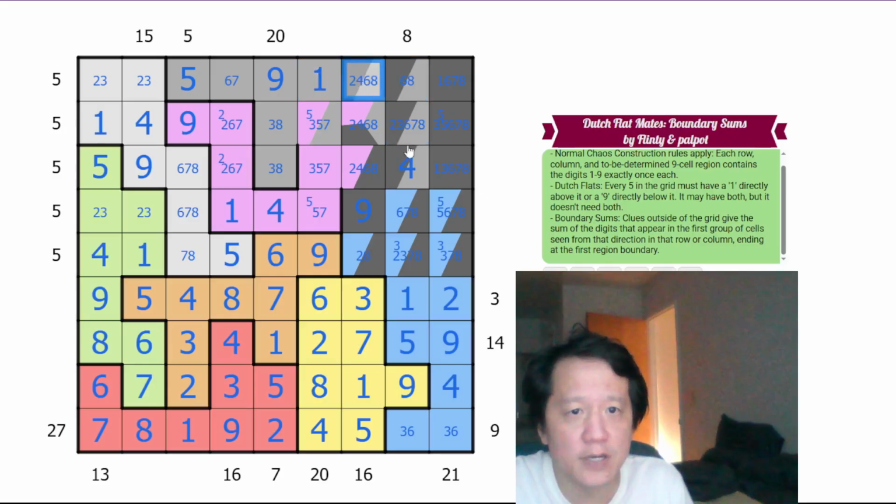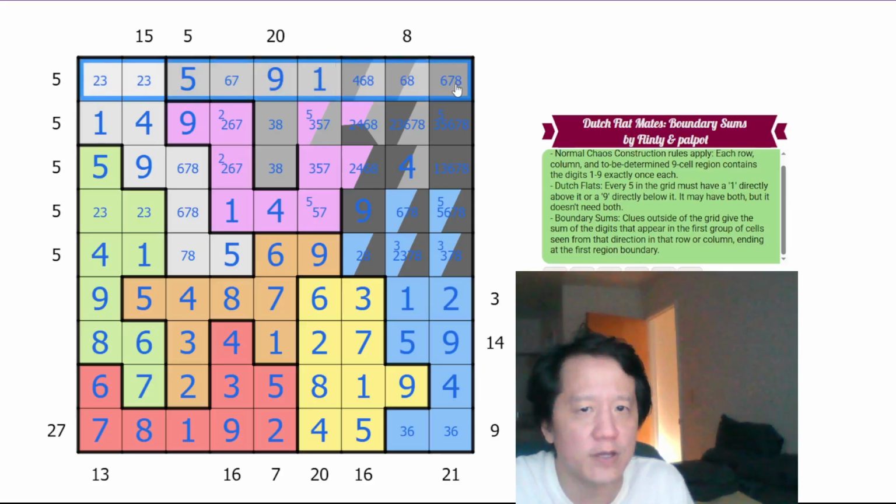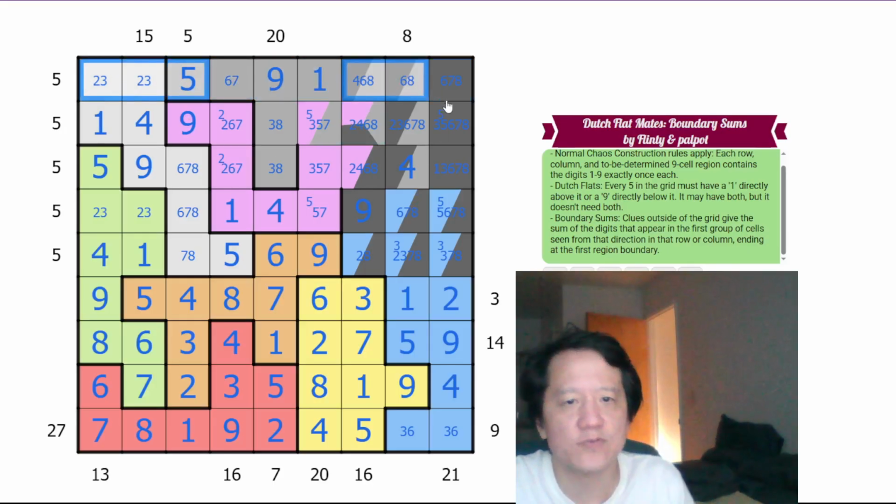This is 1. This can't be 2 because of the 2, 3 pair in the row. This can't be 1 because of the 1 in the row. So we have a 6, 7, 8 triplet in row 1, which eliminates 6, 7, 8 in the rest of the row. So this can't be 6, 7, 8. It's 4, which means none of these could be 4.